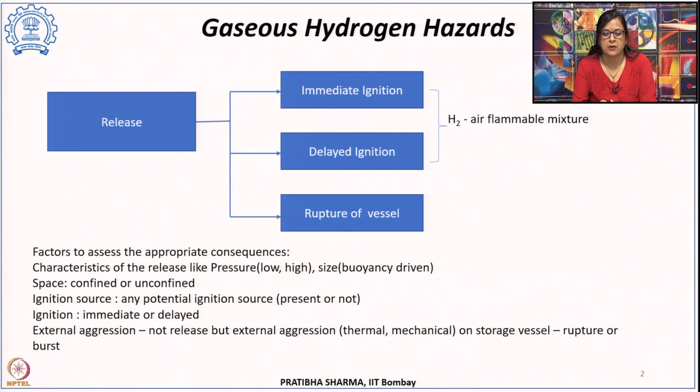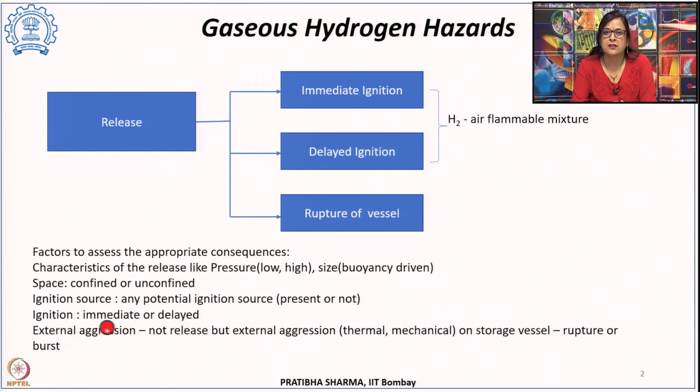Another important parameter that will describe the consequence is whether the release was in a confined space or in an unconfined space. And they will have different challenges. Whether there was an ignition source present or not, that again will lead to different hazards. If there was an ignition source present, was the ignition immediate or was it delayed?